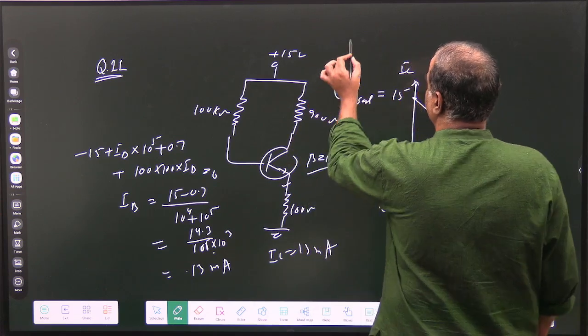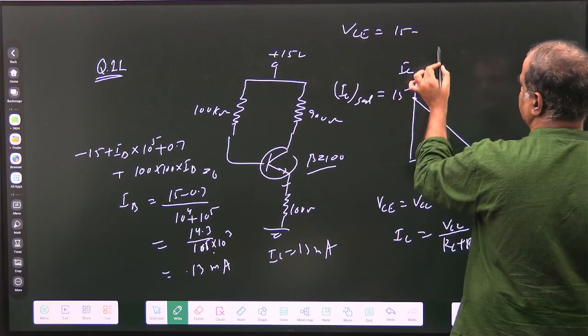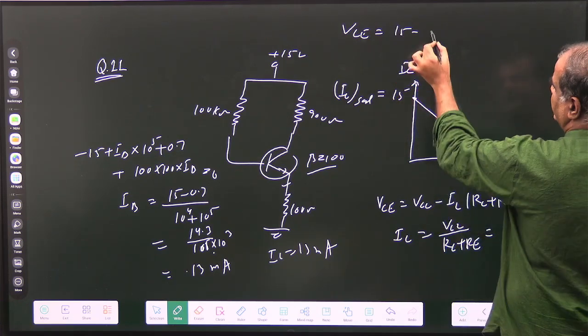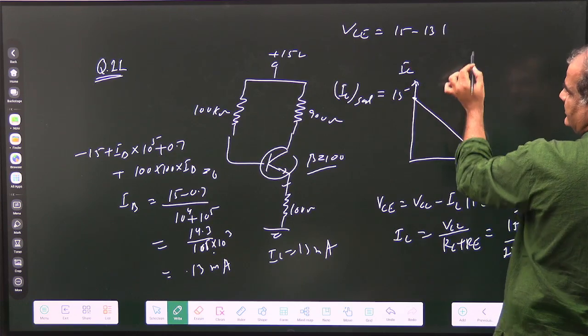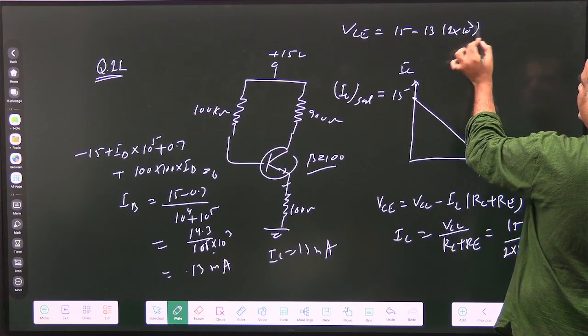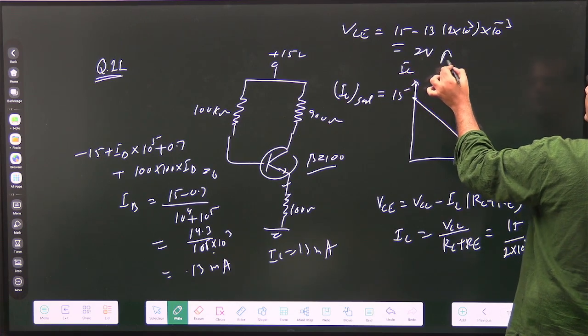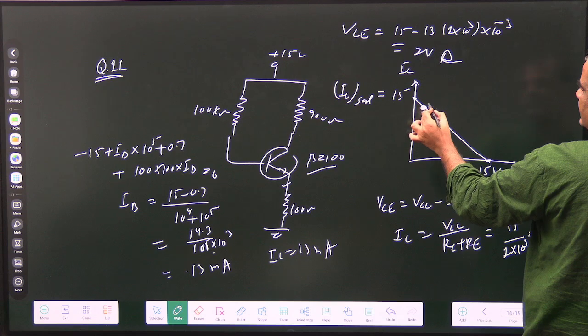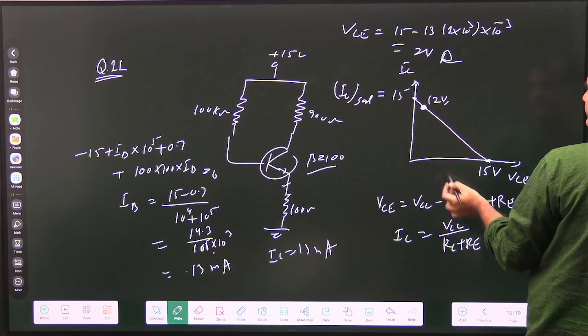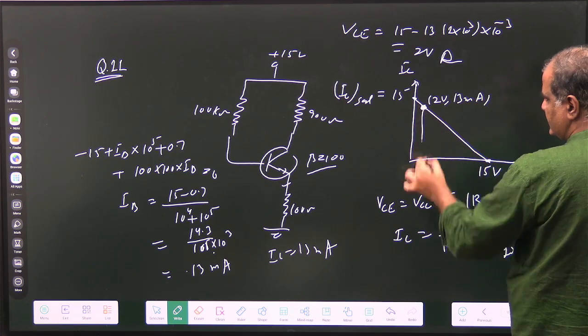So how much will VC come? VC is 15 minus IC, which is 13, times RC, 1 kilo ohm, in milliampere. So this will come 2 volt. So the point will be here, 2 volt and 13 milliamp, close to the saturation region.